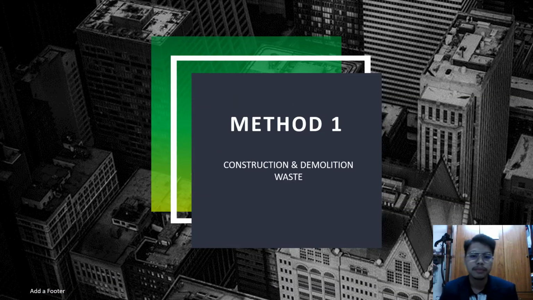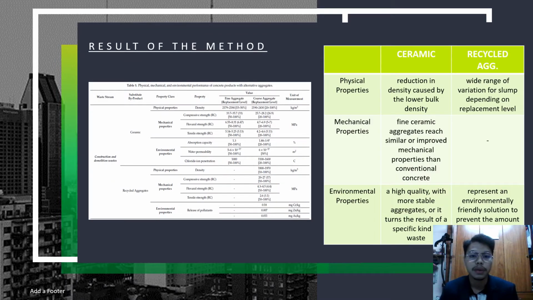Look at the first method. Firstly, we look at the ceramic. The consequence of using alternative coarse aggregate is the reduction in density caused by the lower bulk density of ceramic compared to natural aggregates, as it affects the workability too. Results have shown that concrete produced with up to 30% of fine ceramic aggregates reaches similar or improved mechanical properties than conventional concrete. The problem comes from the selective process of producing a high quality, more stable aggregate, or it turns out to be the result of a specific kind of waste in the demolition phase.